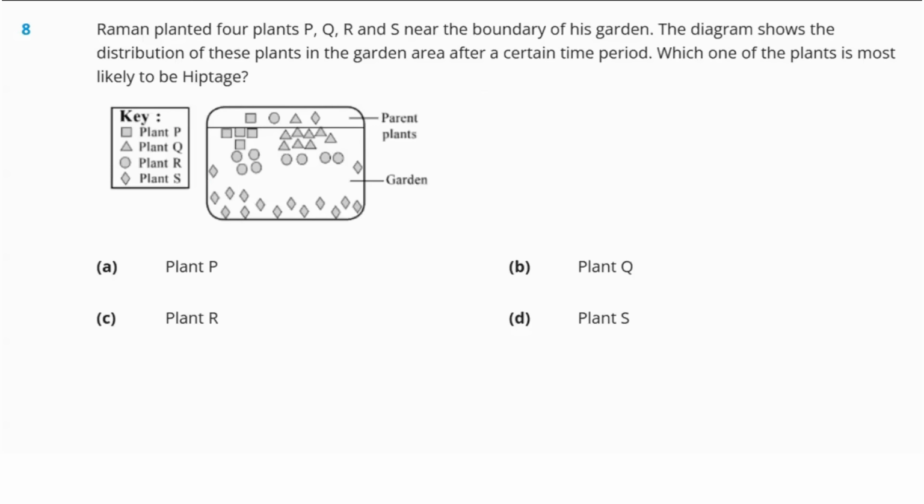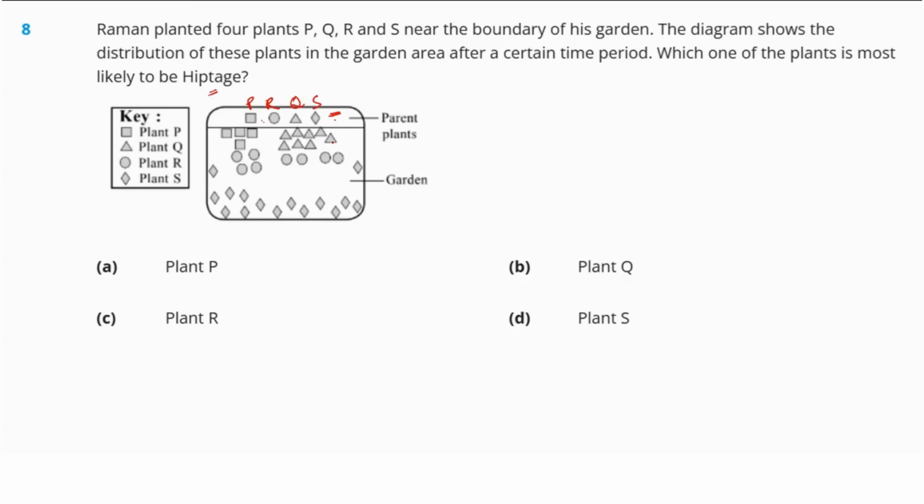Question number 8. Raman planted 4 plants P, Q, R, and S near the boundary of this garden. Here are the planted parent plants. The diagram shows the distribution of these plants in the garden area after a certain time period. Which one of the plants is most likely to be hiptage? These are the plants. 4 types are there. This is P and Q. R is the round one and S is diamond.